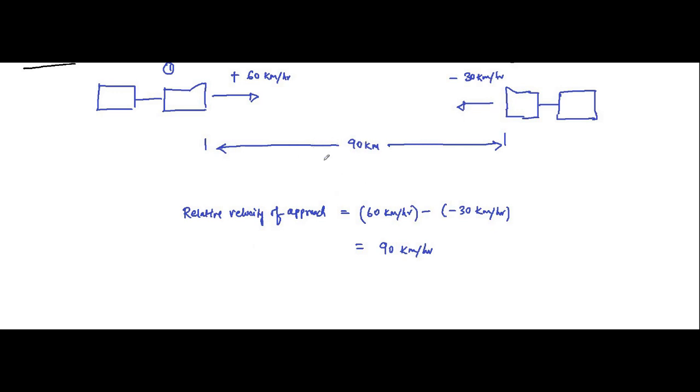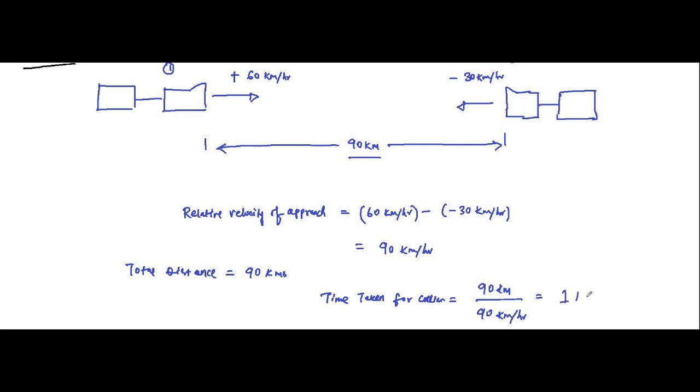The total distance that both the trains have to cover is 90 kilometers. So the time taken for both the trains to undergo collision is equal to distance by relative velocity, 90 kilometers by 90 kilometers per hour, which is equal to 1 hour.